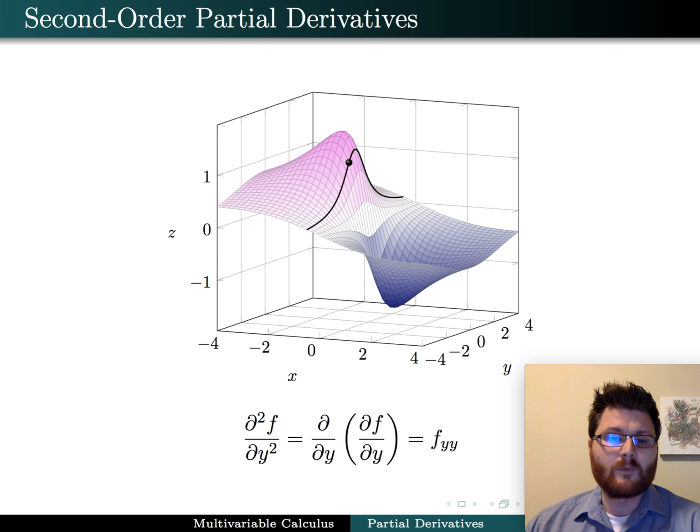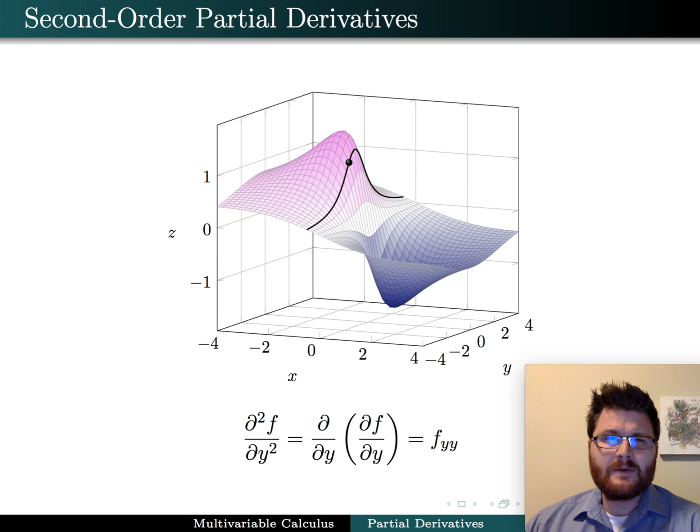And similarly for y, if we take two partial derivatives with respect to y, then we can see how the rate of change of the function value changes as I change y. So again, sort of the concavity in the y direction.